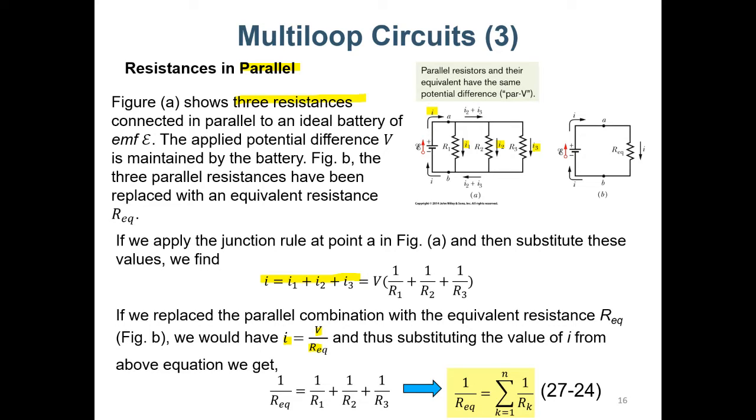Or in a sentence, if multiple resistors are in parallel, then you take the sum of the inverse of the resistances, and then you take the inverse of the answer, which will be the equivalent resistance. So in general, if n resistances are in parallel, you calculate the R equivalent like this.